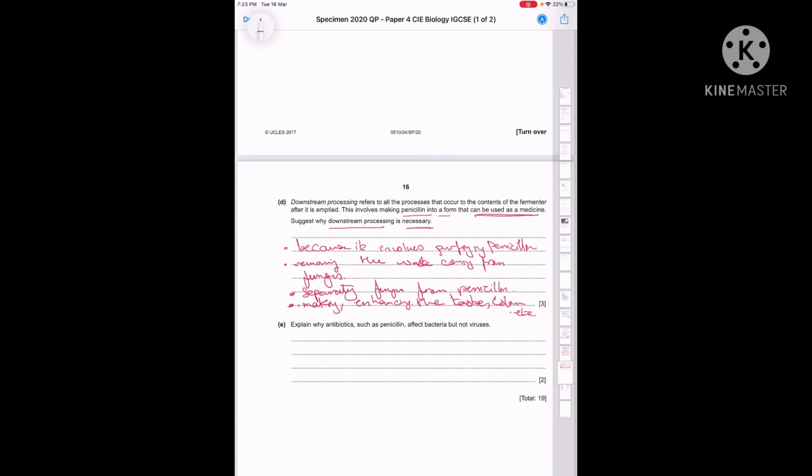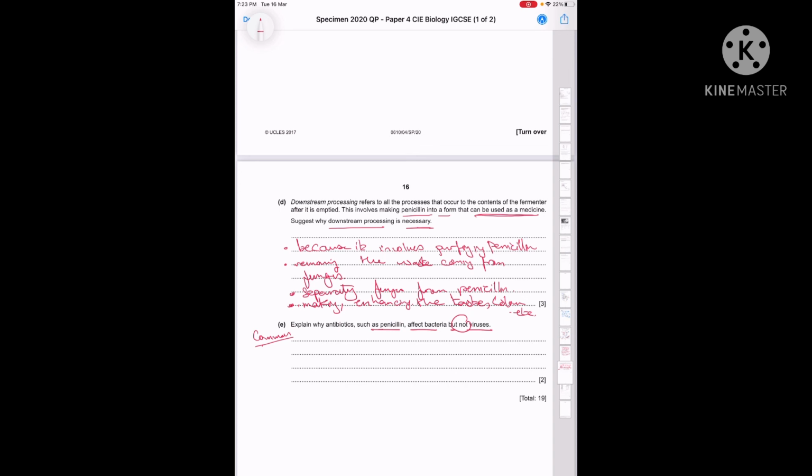Explain why antibiotics such as penicillin affect the bacteria but not the viruses. This question is very common. Now, viruses, they have no cell wall. They have no enzymes that the antibiotics can really stop. How antibiotics can suspend the growth of bacteria, that they stop the growth of the bacteria, they stop the enzymes working, they stop the growth of the cell wall, and in all cases viruses do not have cell wall and they do not have any enzymes.